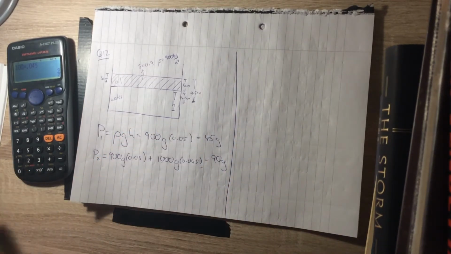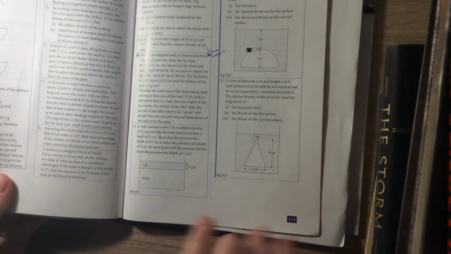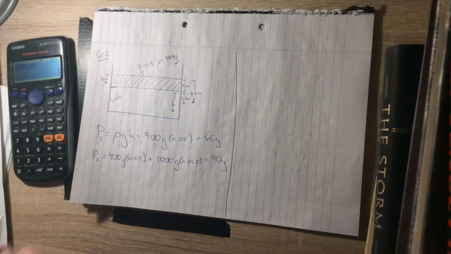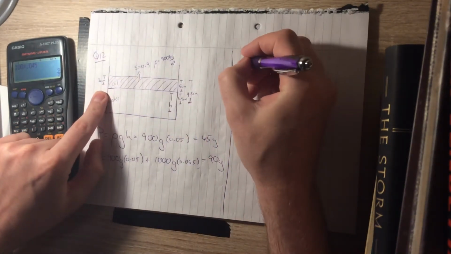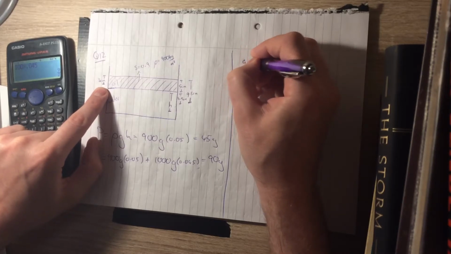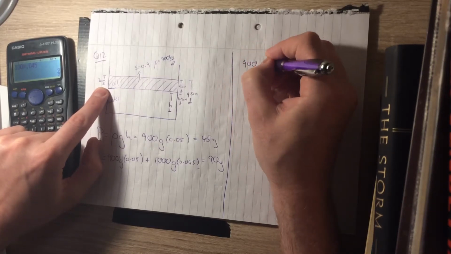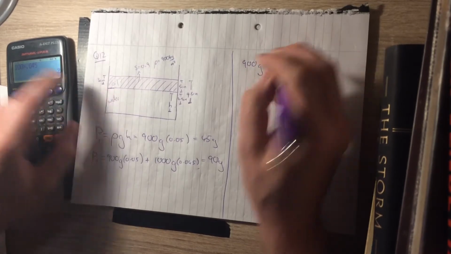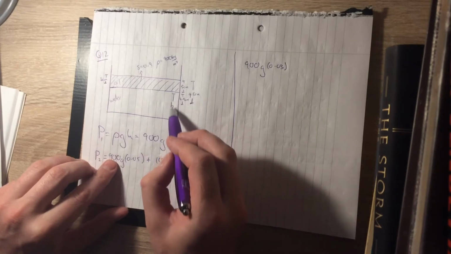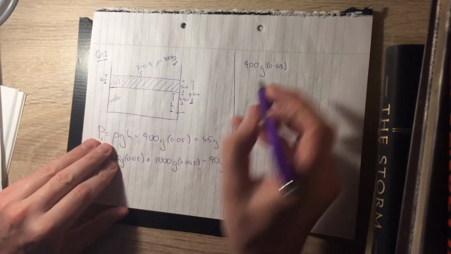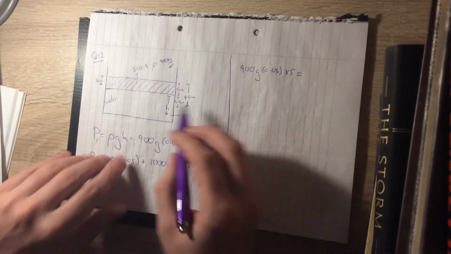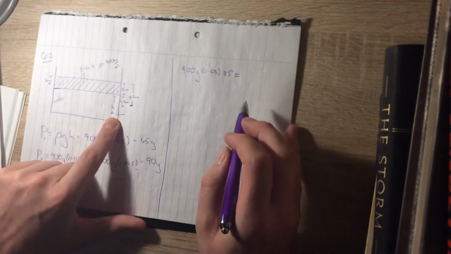The next part of the question says, at what depth will the pressure be 5 times the pressure at a depth of 3 centimeters? So at a depth of 3 centimeters, our pressure will be rho, which is 900 g times 0.03. Okay, that's at a depth of 3 centimeters. So at some other point, it's going to be 5 times that. So multiply that by 5 and you get the same pressure as down here.